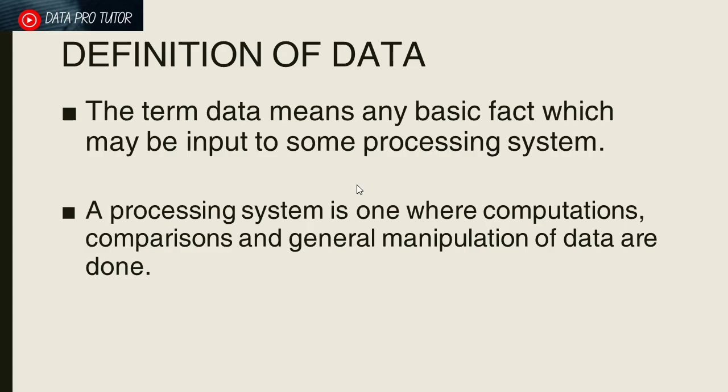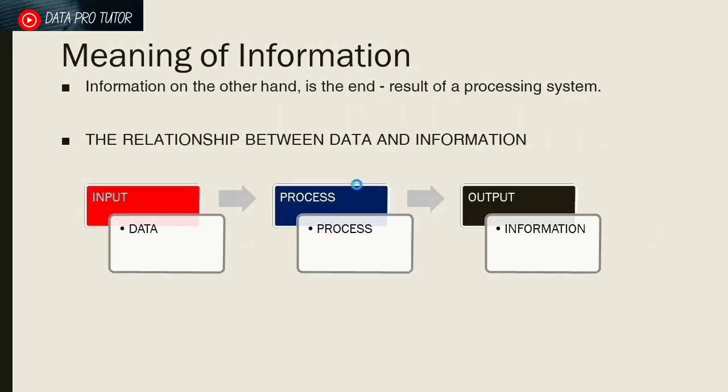So look at it now. Information, on the other hand, is the end result of a processing system. So when I write down with my hand, with a pen, and I type into the computer and print it out, the one I wrote with my hands is data. When I process it in the computer and print it out, the one I printed out is the information. Look at it. The relationship between data and information is shown in the image below.